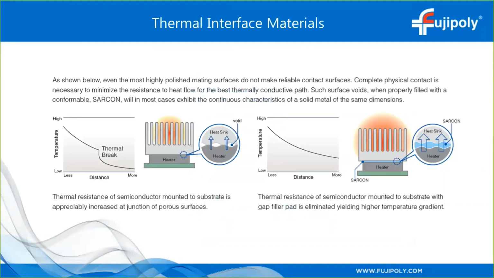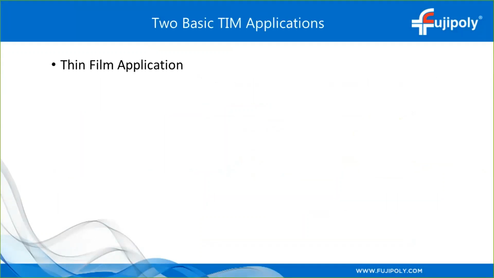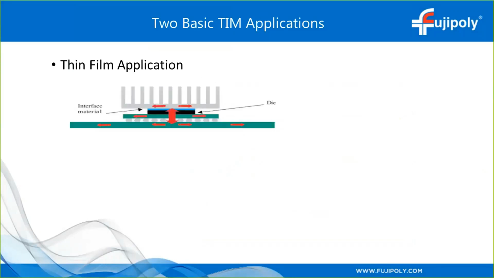So what is a thermal interface material? Well, as shown below, even the most highly polished mating surfaces do not make reliable contact surfaces. You have imperfections and micropores, which make complete physical contact difficult. And without that contact, you won't get the best heat path in between your heater and your heat sink. So there are 2 basic TIM applications. You've got a thin film application in which you really don't have any gap in between the 2 surfaces, and what you need is a thermal interface to absorb the air pockets and fill in the micropores between the surfaces to really get that heat moving efficiently.